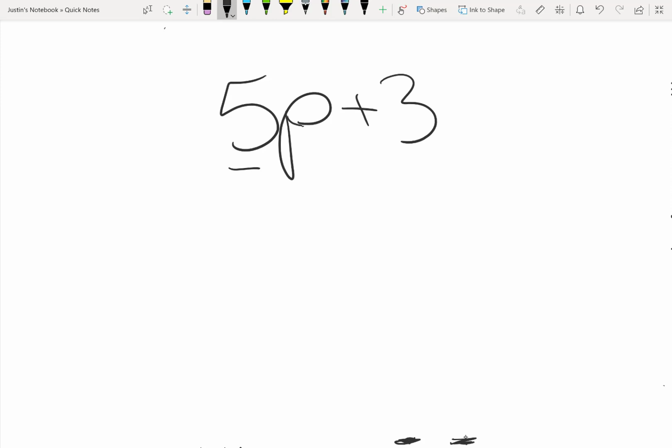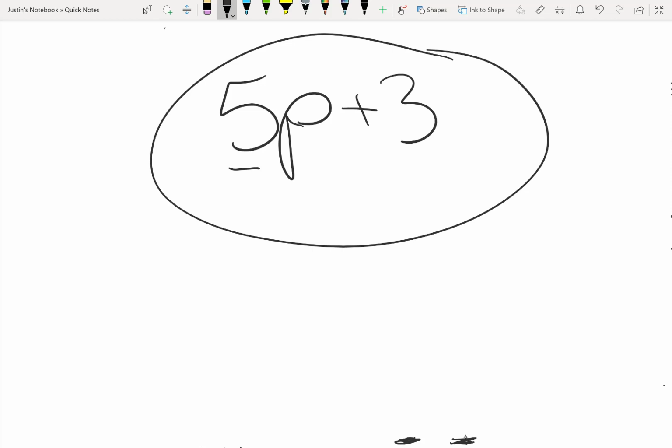Where it says P for number of pizzas delivered, that is your variable. And where it says total cost in dollars, you have 5P plus 3. That is the expression used, and that's the expression you're going to use to fill in the rest of the boxes. So quickly write that down.